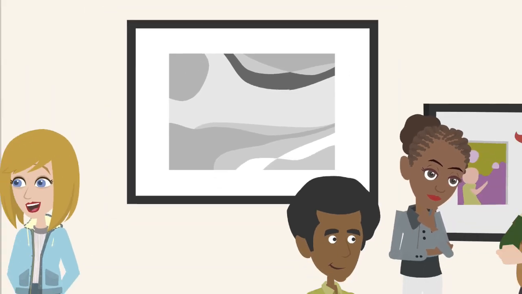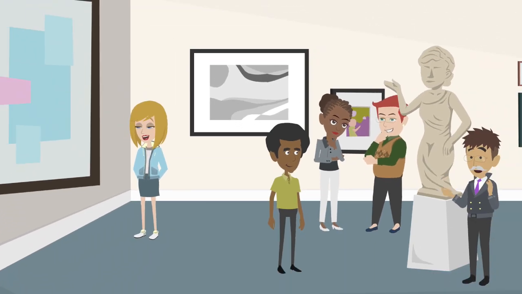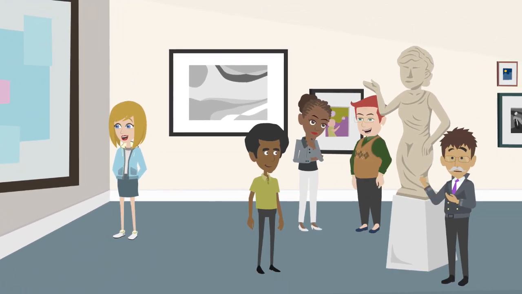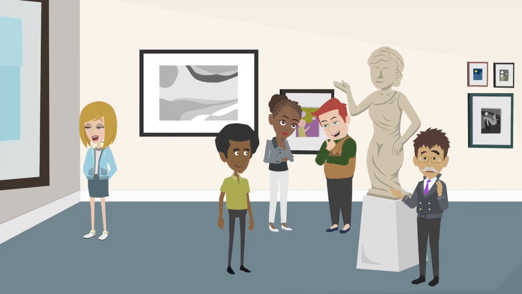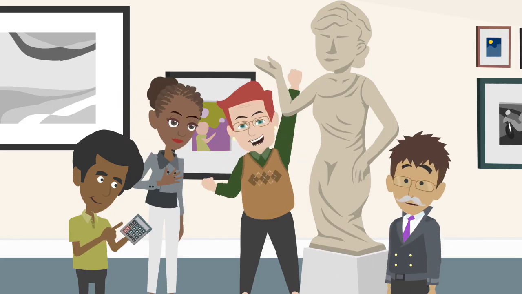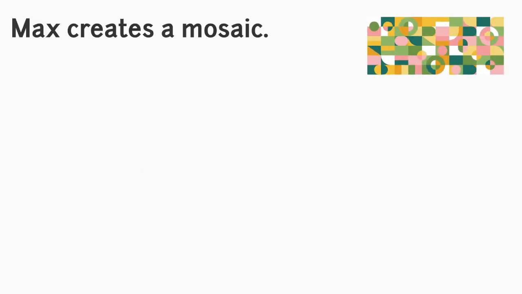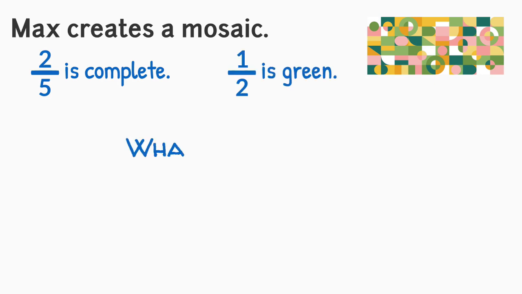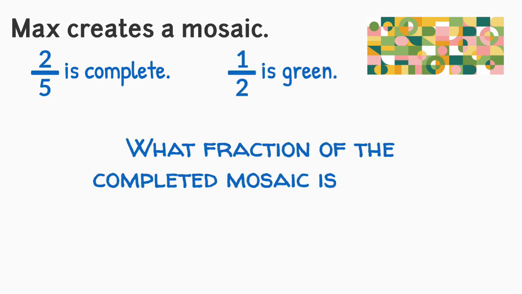In my mathematical world, I have one little problem. Max said that multiplying fractions pops up in art more often than one might realize. Help me understand these situations. Max is creating a mosaic. 2/5 of the total piece is completed, and of that completed portion, 1/2 is made up of green tiles. What fraction of the completed mosaic is green?